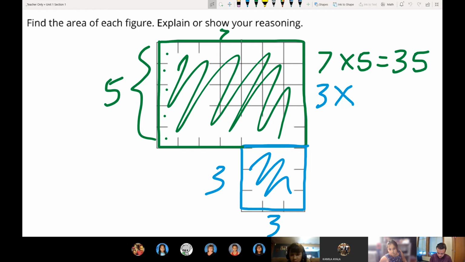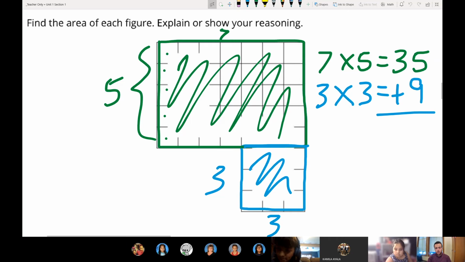Great. So I'm going to keep it color coded so we can tell what we're talking about. What's 3 times 3? 3 times 3 is 9. All right. And now what do we do? And what you do is you add 35 plus 9. Right, because we found the area of the green rectangle. We found the area of the blue rectangle. And so now to get the total area of each piece added together, we need to add the areas of each together. So we have 35 for the green. We have 9 for the blue. Adelina, what's 35 plus 9?